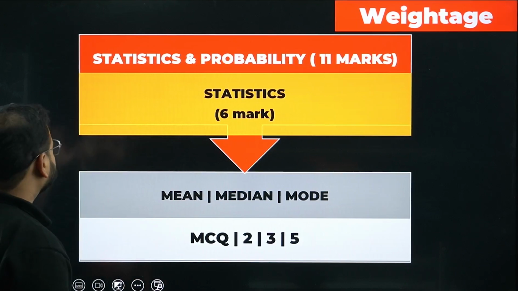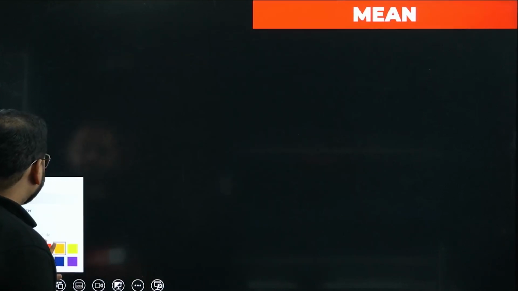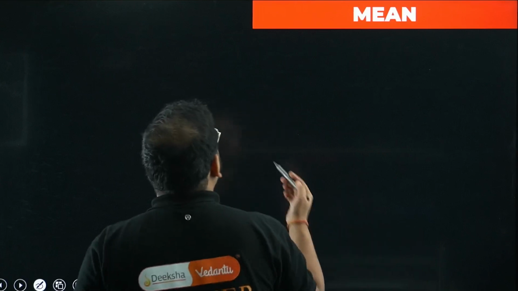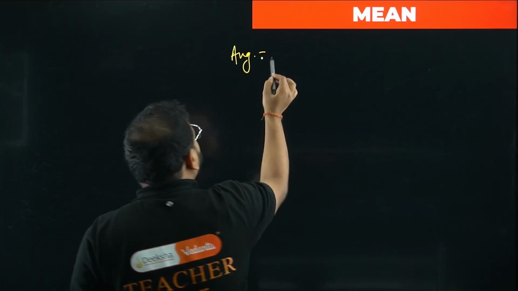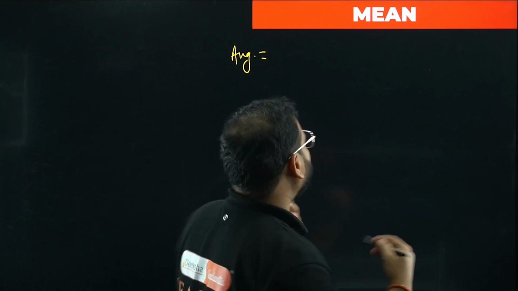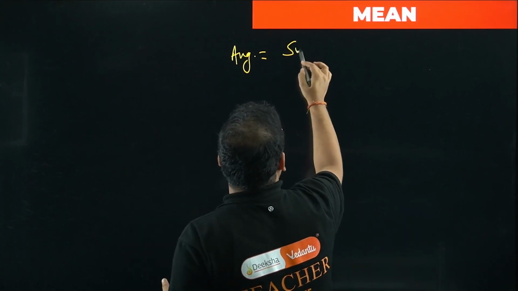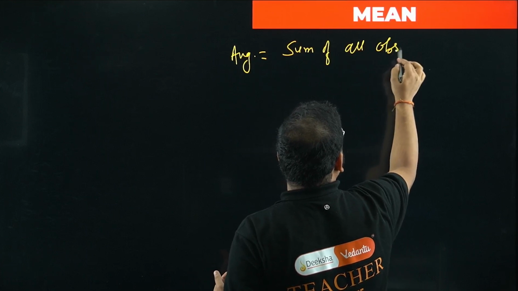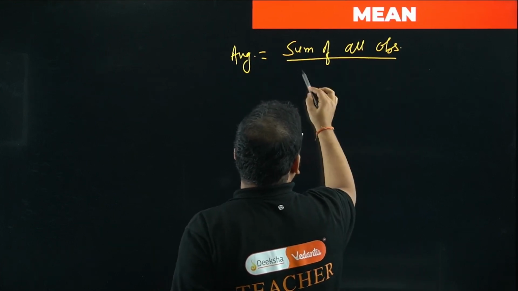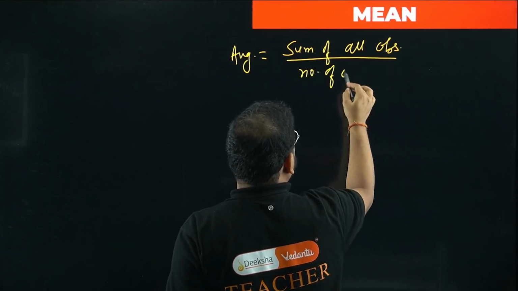Now if you look at the definition part, what is the mean? The mean means average. It has the same meaning as average, the average of the total. For example, if you have a total number of observations, you write the sum of all observations divided by the number of observations.